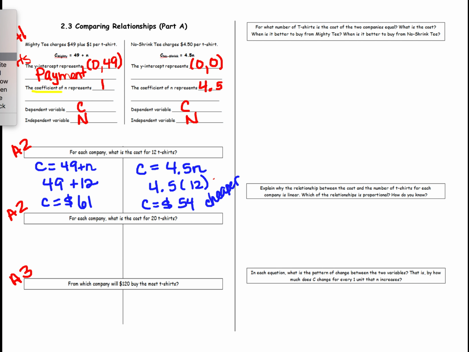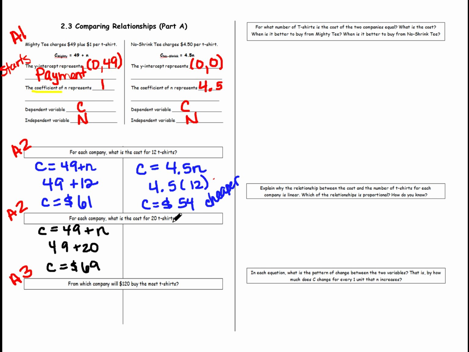All right. So let's write the equation again. We have C equals 49 plus N. And this time I'm going to say 49 plus 20. When I add those together, go ahead and do that on your calculators. All right, you should get $69.